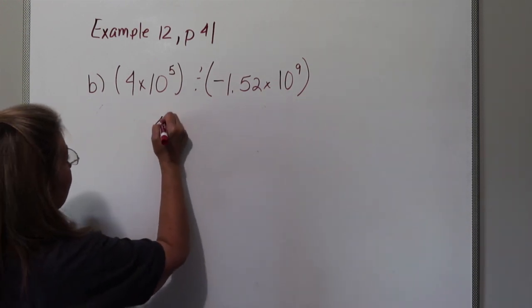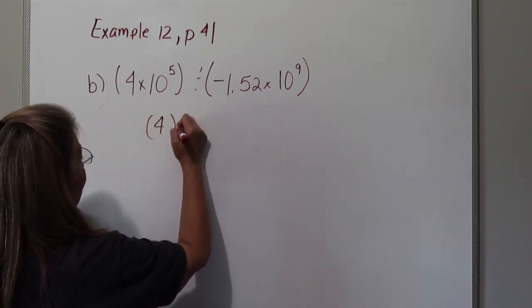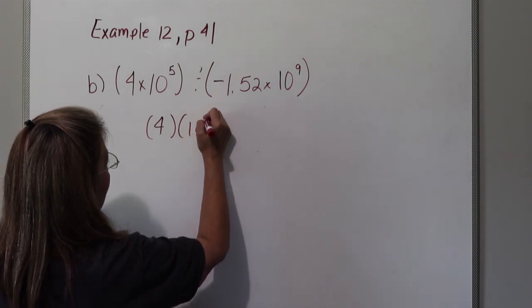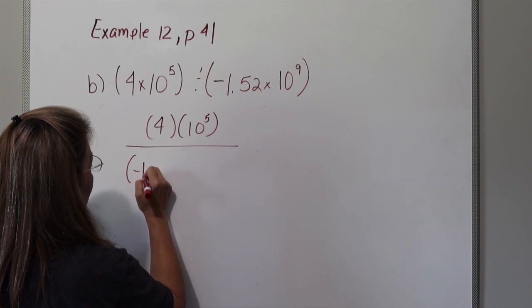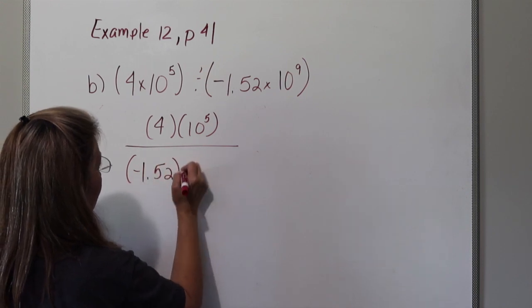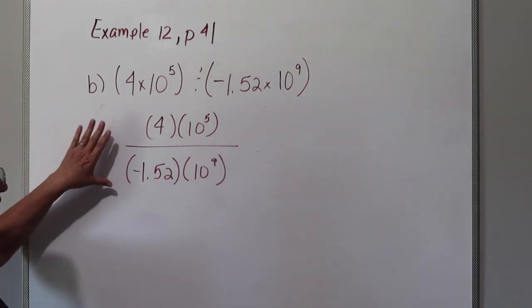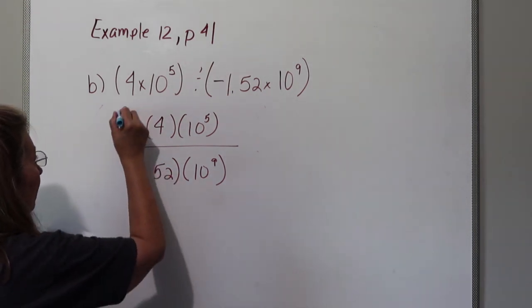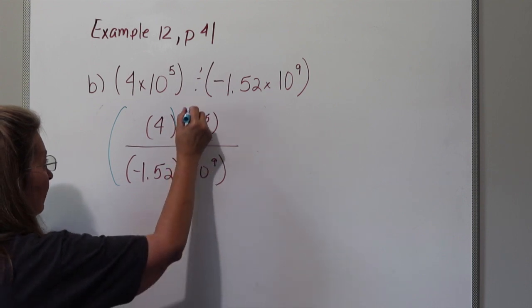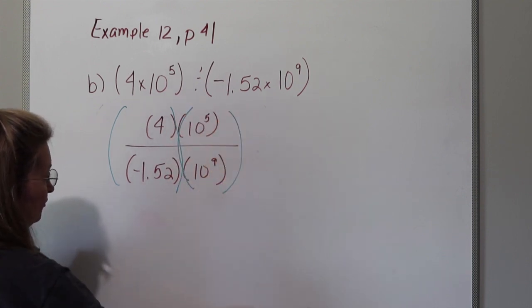What I'm going to do first of all is rewrite this in fraction form, and it's going to look like this. So once I have it in fraction format, I'm going to work this part and then this part, okay?